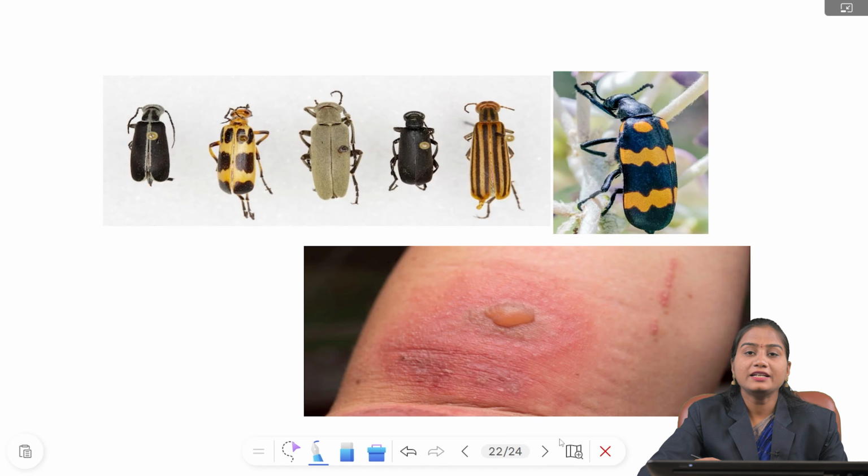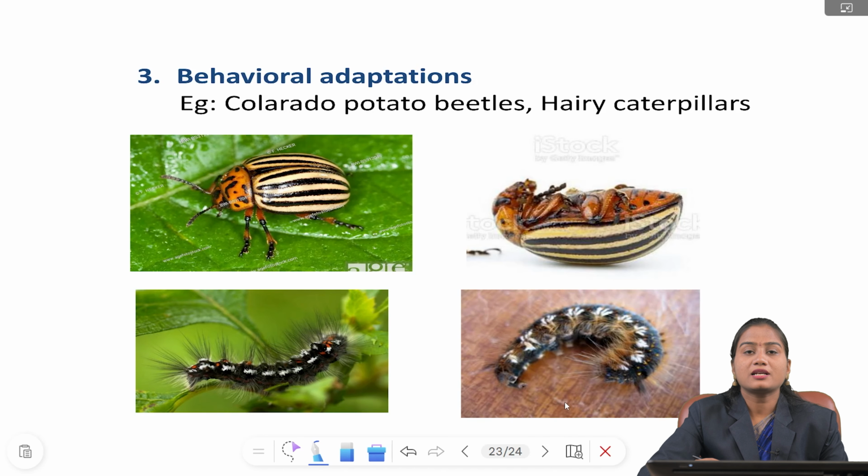The blister beetle has a mechanism of producing a chemical called cantharidin, which causes blisters on human hands. Next, coming to the behavioral adaptations. Insects have a defensive strategy called thanatosis. They pull back their legs and drop to the ground to escape from predators, and they act as if they are dead.